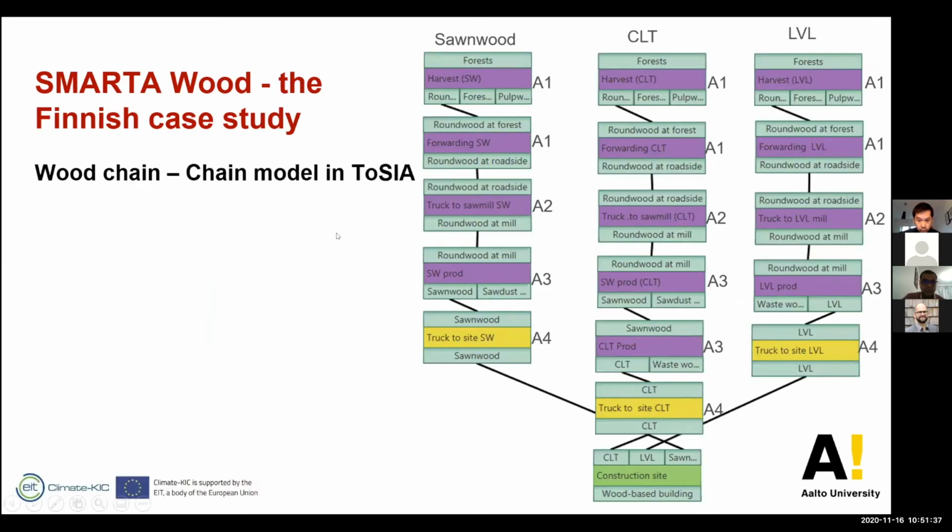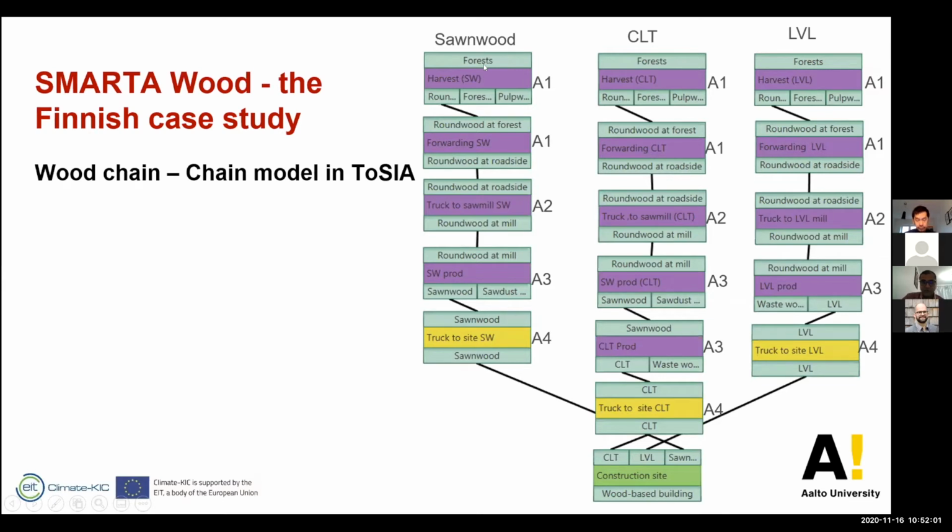Here you can see the supply chain that we got from TOSIA. We have used the TOSIA tool for sustainability impact assessment. I guess in the Swedish case, you have already heard about it. And you can see these three supply chain elements: sawwood, CLT, and LVL.